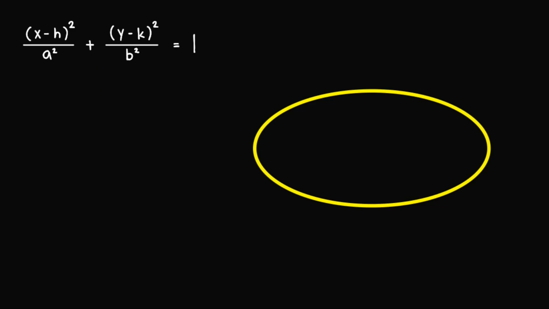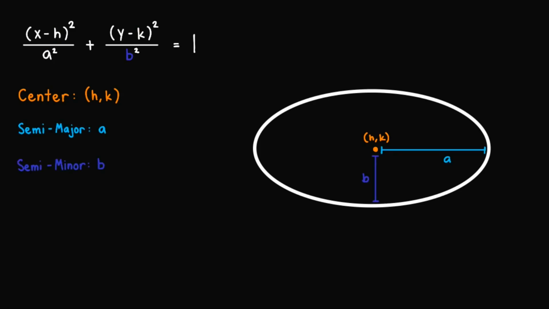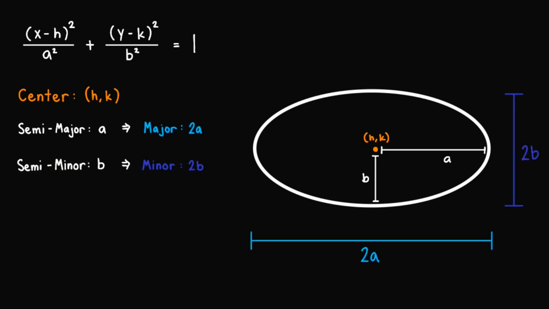From the equation, we can immediately obtain certain parts of the ellipse. We can obtain the center of the ellipse since we have h and k out here. We can also obtain the length of the semi-major and semi-minor axis since we're given a and b out here. We can also obtain the major and the minor axis since these two are just twice the semi-major and semi-minor axis respectively. So these are the parts that are easily obtainable given the equation of an ellipse.